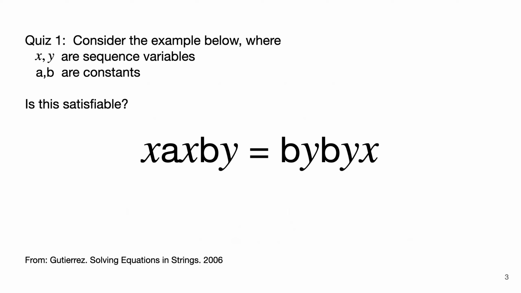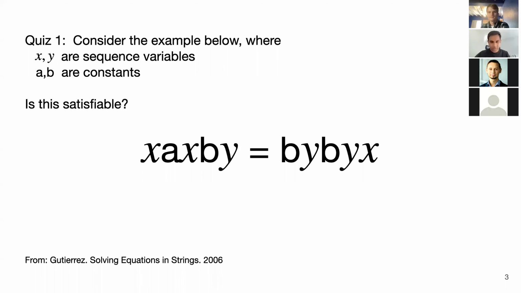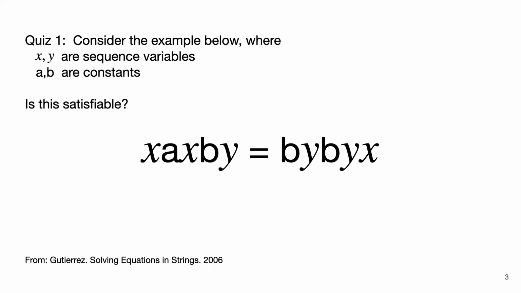Following is an example of a string equation where x and y are variables, a and b are constants, and we need to find a solution such that if we replace x and y with some sequences of characters, then an equality holds.